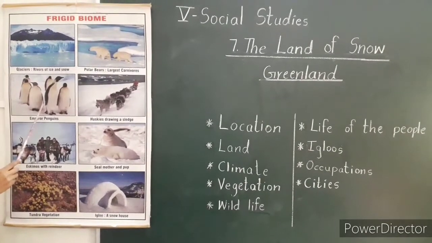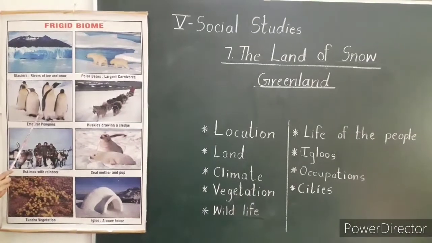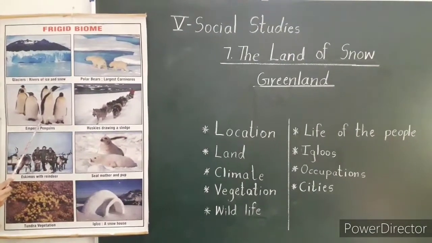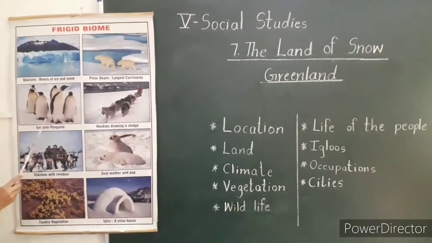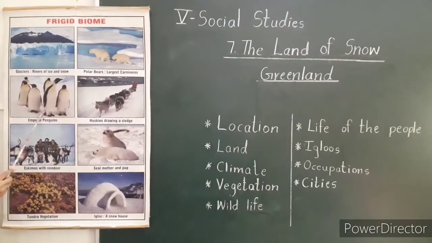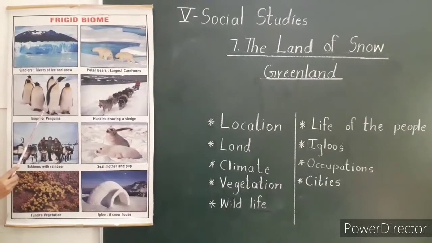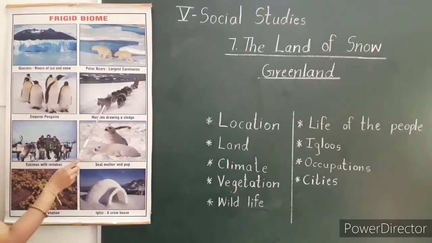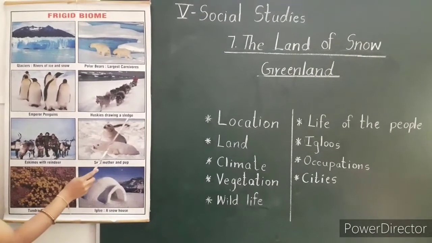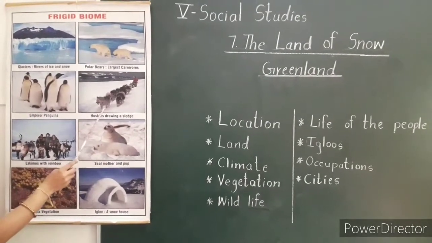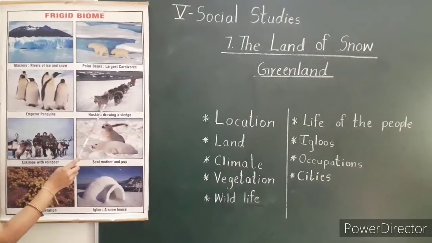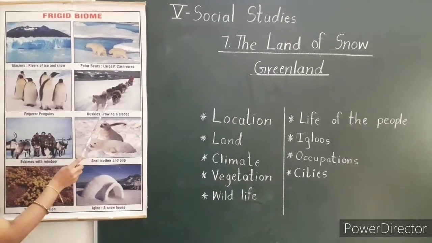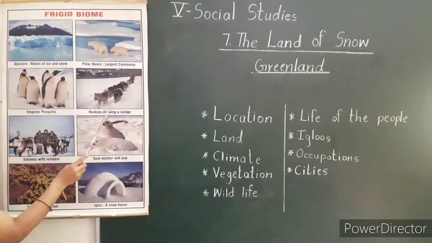In the third picture, we can see emperor penguins. Emperor penguins are the tallest and the heaviest birds. These are flightless birds. These are found in Antarctica and the southern part of South America. In this picture, we can see huskies drawing a sledge. Huskies are wolf-like dogs. We can see huskies in the polar regions. They are used for hunting and for pulling sledges.